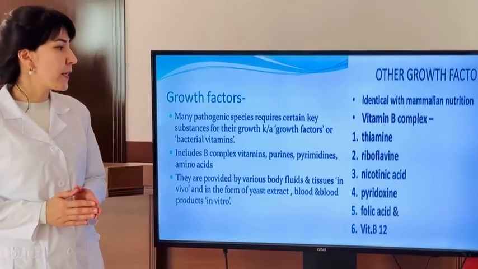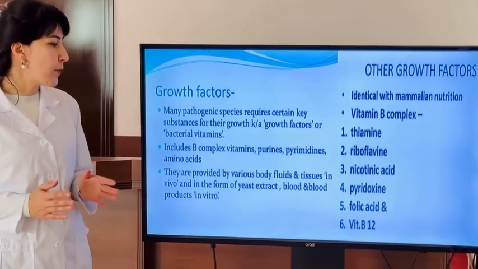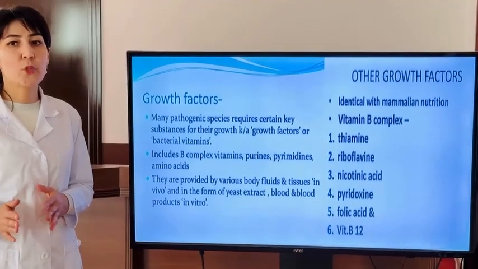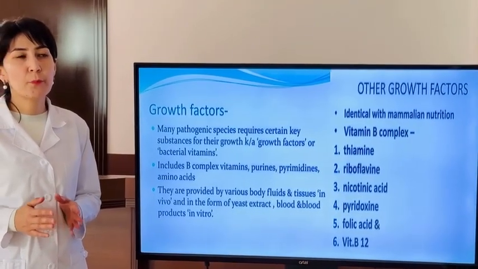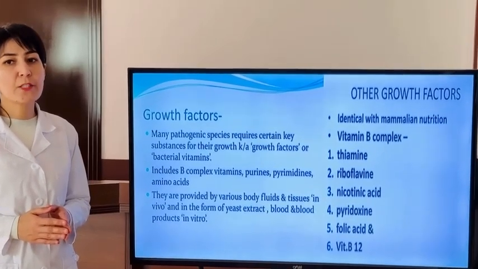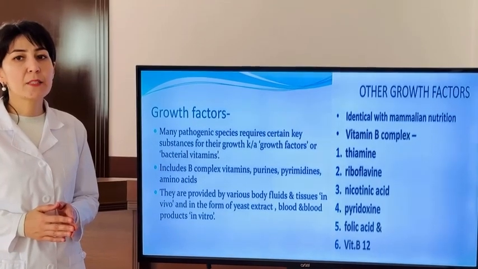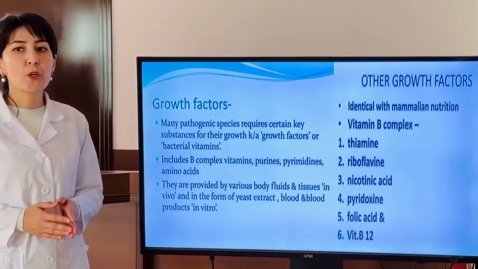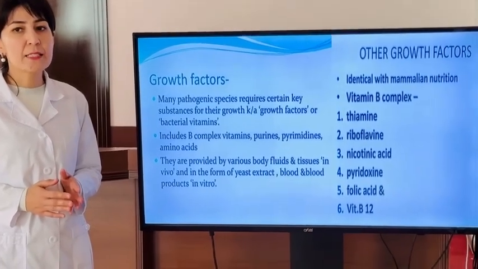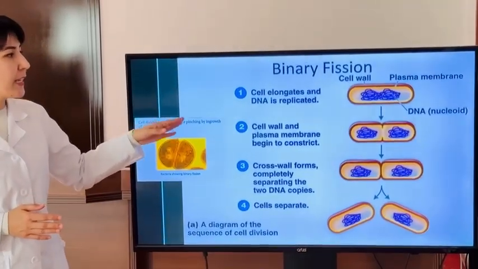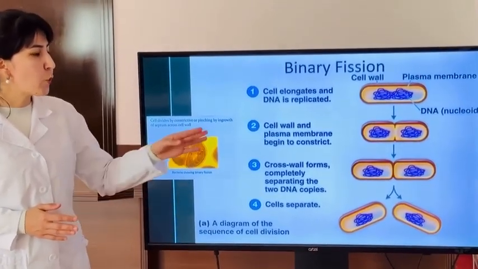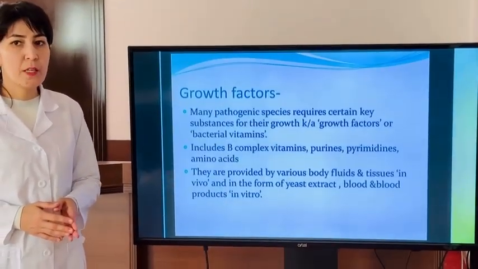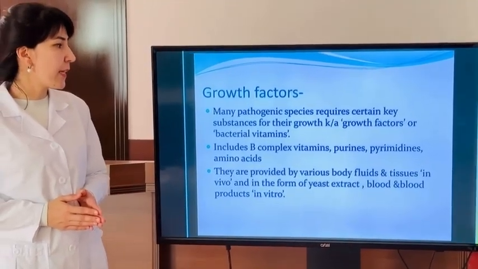Many pathogenic species require certain key substances as growth factors or bacterial vitamins, including B-complex vitamins, purines, pyrimidines, and amino acids. They are provided in vivo by various body fluids and tissues, and in vitro in the form of yeast extract, blood and blood products, and other growth factors such as vitamin B complex, thiamine, riboflavin, and folic acid. Here we can see binary fission of bacteria and how they divide.